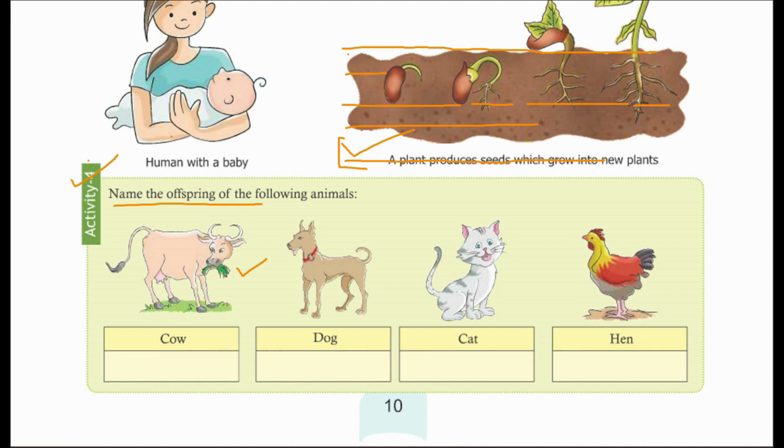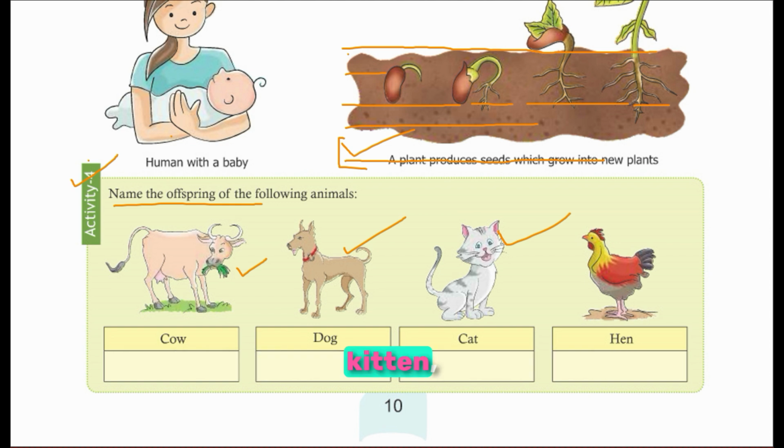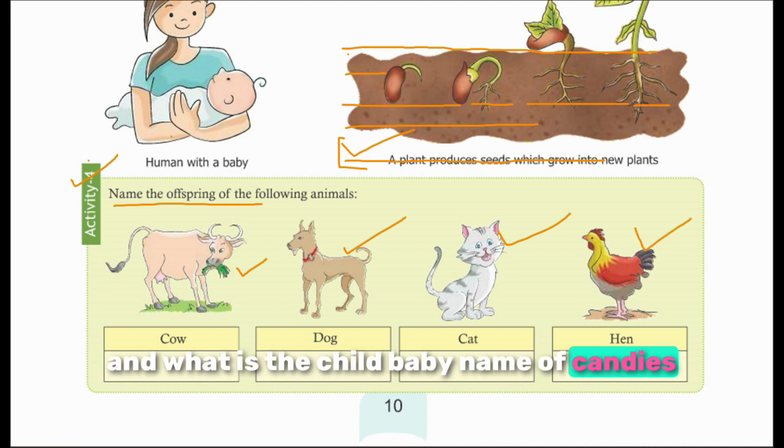Calf. What is the baby name of the dog? Puppy. What is the baby name of the cat? Kitten. And what is the baby name of the hen?